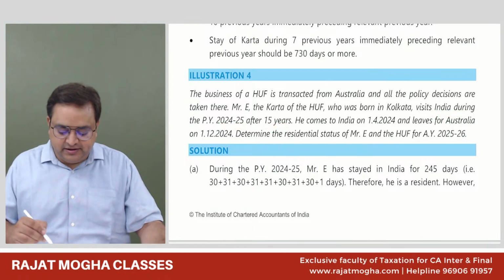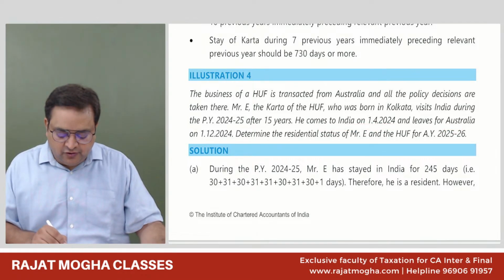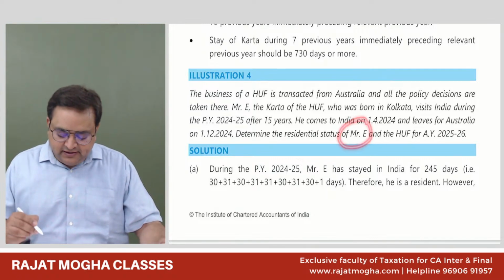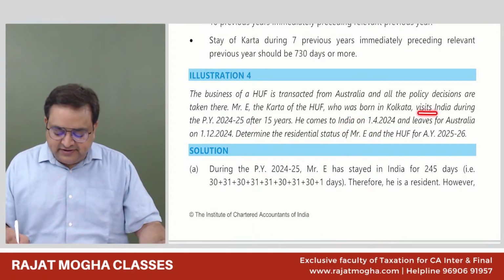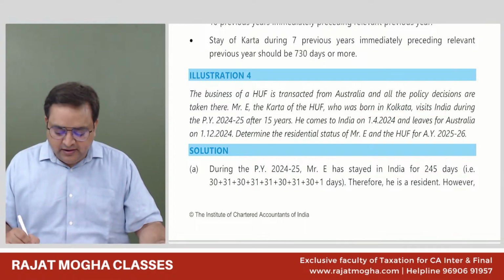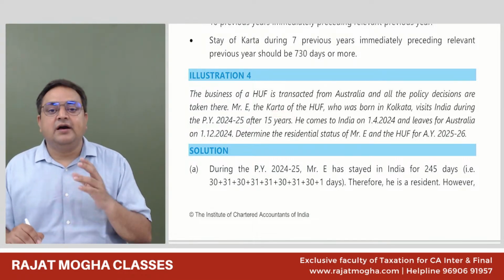Determine the residential status of Mr. E and HUF. Guys, for Mr. E, I think it is easy. You can easily determine. First of all, he is an Indian citizen because he was born in Kolkata, and he is coming to visit India. There is no information regarding the income details, so we will apply the normal provisions.